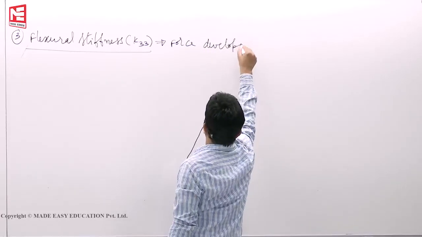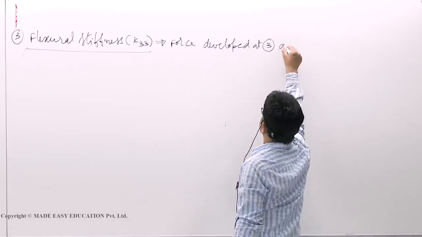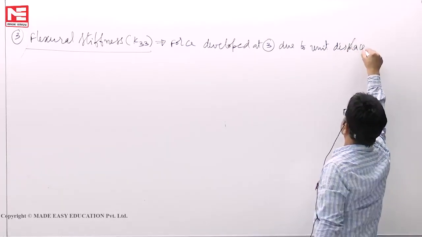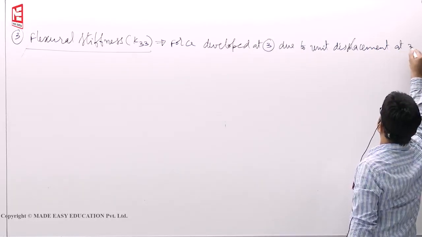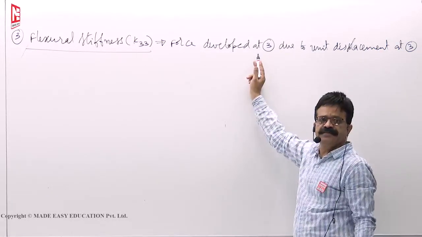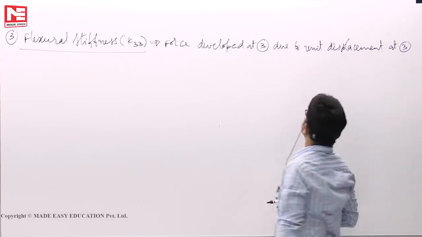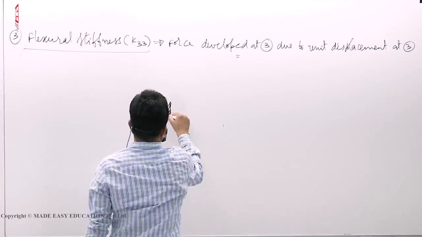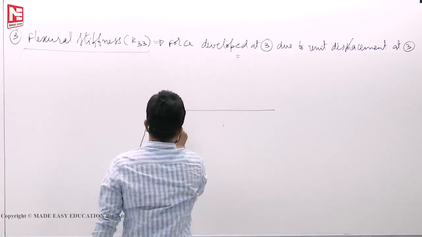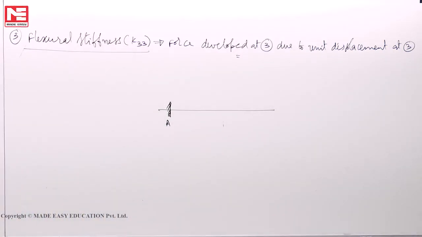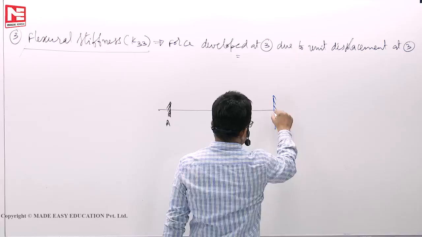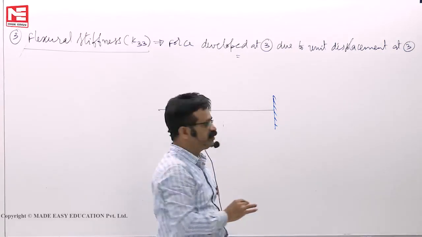Force developed at 3 due to unit displacement at 3, or you can say force required at 3 if you want to give unit displacement at 3. This also we know from stiffness factor concept I have told you. Again this is A. That's why your MDM, whatever moment distribution method I have given, around 8 hours or 10 hours time, I have concentrated so much on that.